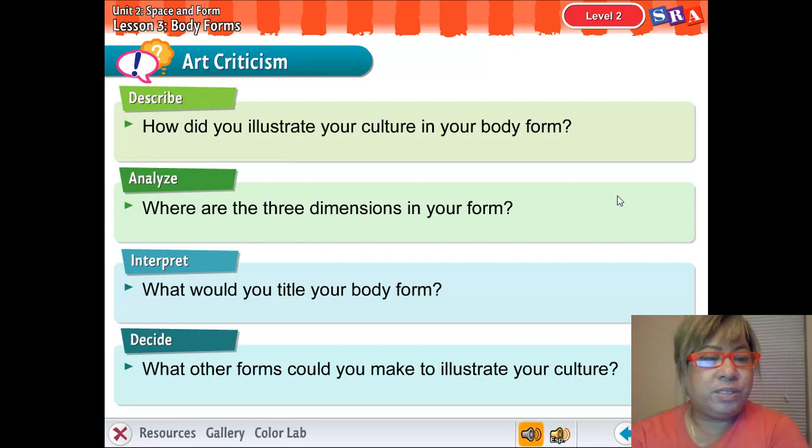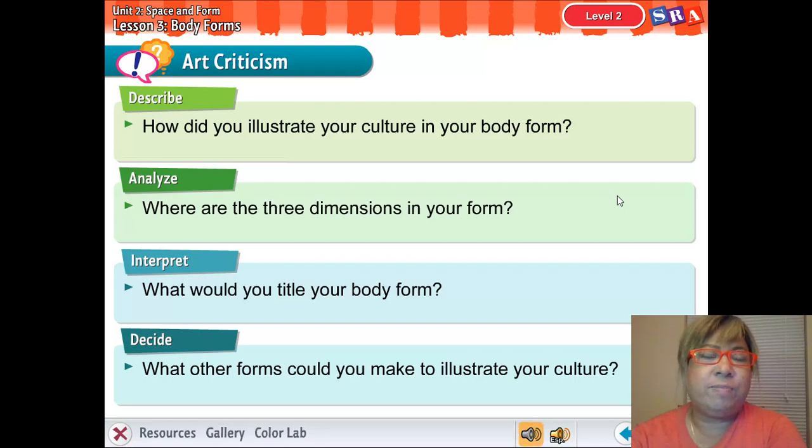You should be able to tell people what are the 3 dimensions in your form: height, width, and depth. You can see how tall it is. You can see how wide it is. You can see how thick it is. And what would you title your body form? What would if it was a piece of artwork? How would you title it? And what other forms could you make to illustrate your culture?